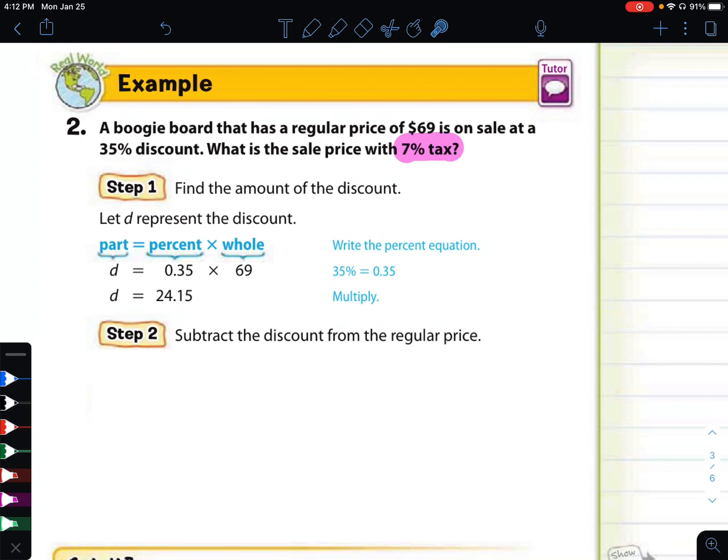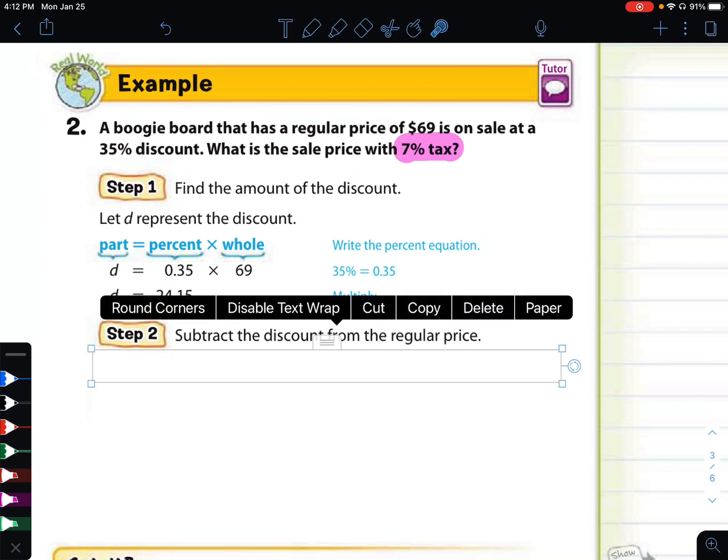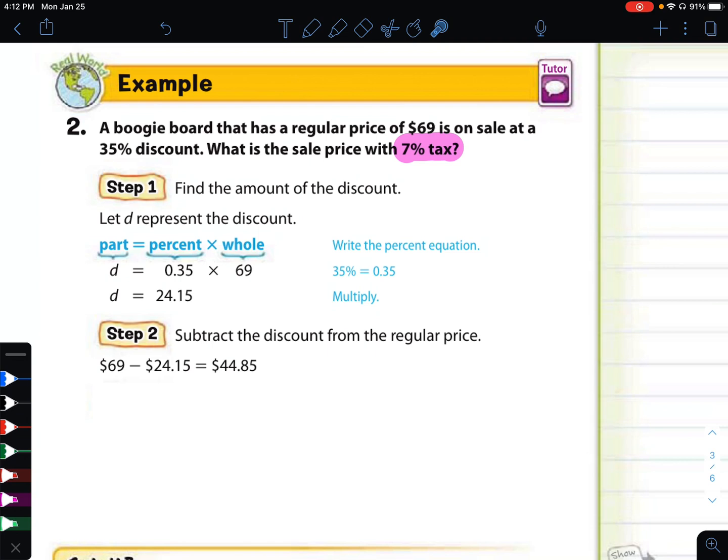After you get the discount, we go to step number two, and in step number two, we subtract the discount from the regular price. The regular price is $69. We subtract $24.15, and end up with $44.85. So now we have our sale price.